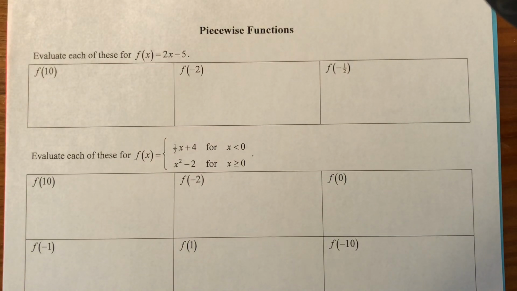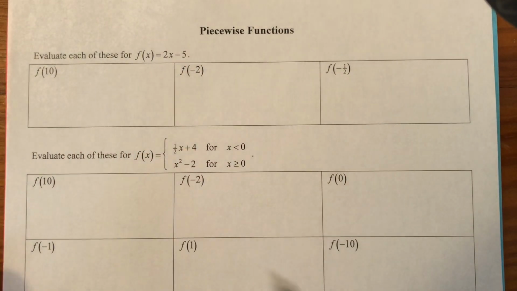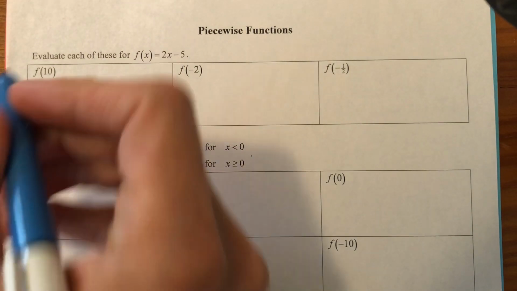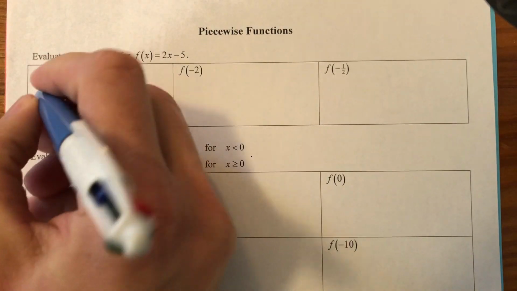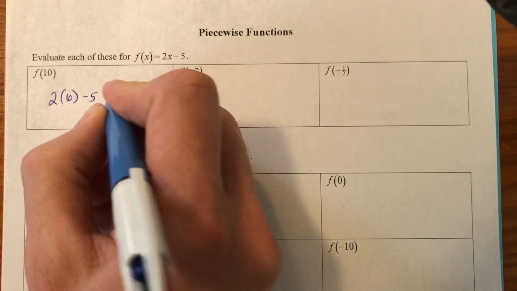Well, a piecewise function is basically a function, so we're going to start by evaluating functions. We're going to evaluate each of these for f of x equals 2x minus 5. We're doing this at the beginning just so we can remind ourselves how to plug things into a function. So 10 is going to go in the place of x, so we're going to have 2 times 10 minus 5, so that's 20 minus 5, so 15.